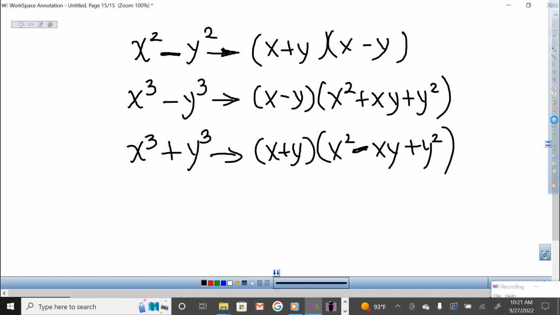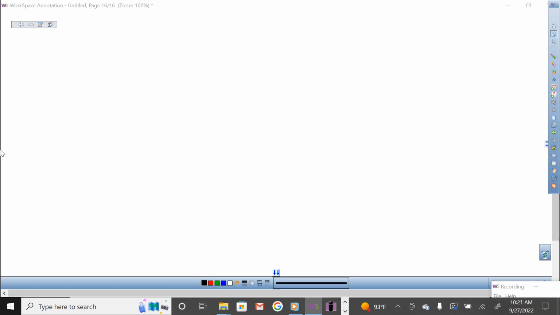All right? Here it goes again. X cubed plus y cubed. Without looking at your notes, tell your neighbor how to start that one, please. How do we start that one? Elijah, how do we start that one?